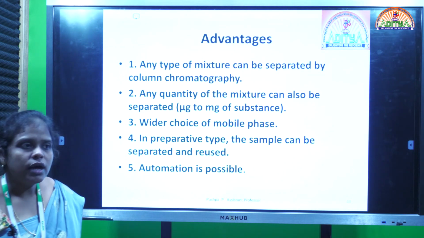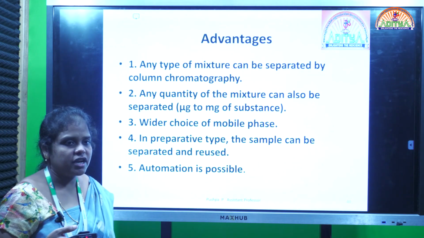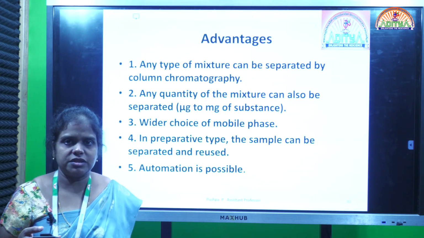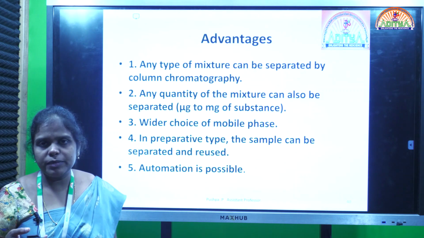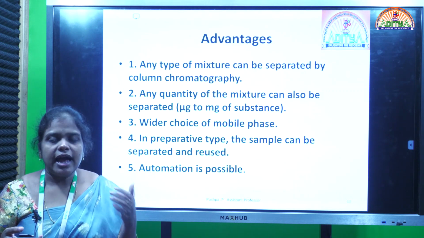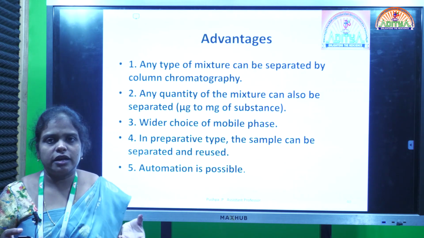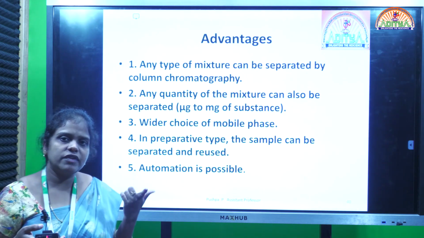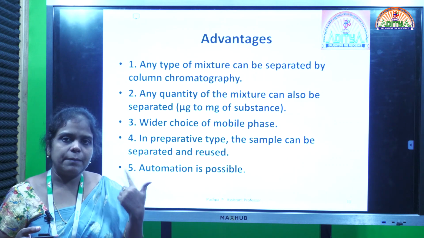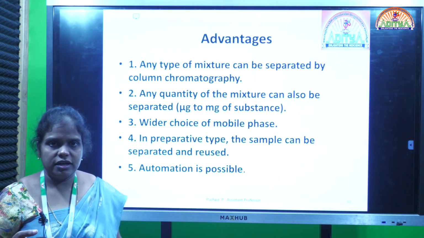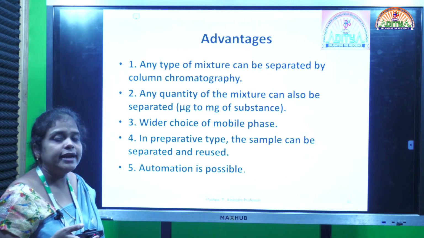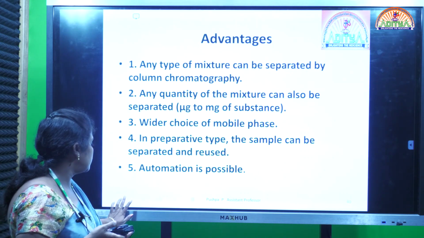And coming to this one, here in column partition chromatography there is preparative type also. You already know the difference between analytical and preparative. Analytical means the technique which we will use only for separation, whereas preparative means we will separate and also we can collect that separated compound. So that's why this column partition chromatography we can also use for preparative type. That means the separated compound we can collect finally also. And also for analysis, automation is also possible and easy for this column partition chromatography.